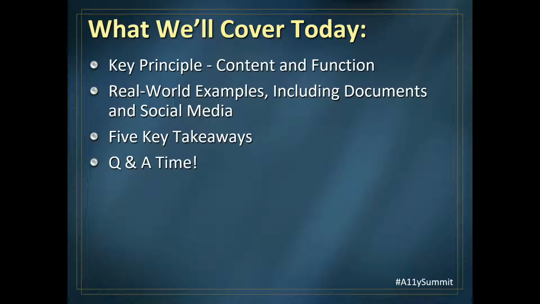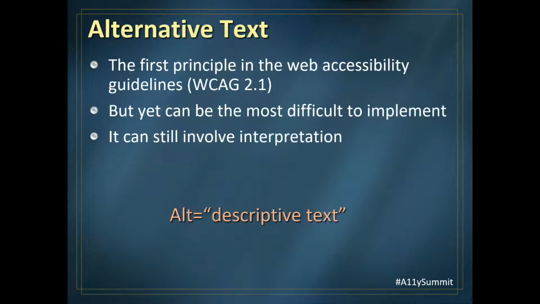So we will start. Okay, so the first principle in the Web Accessibility Guidelines is alternative text, and it can be one of the most difficult ones to implement and to understand. And it can still involve a decent amount of interpretation.